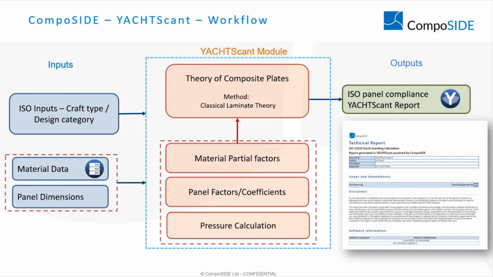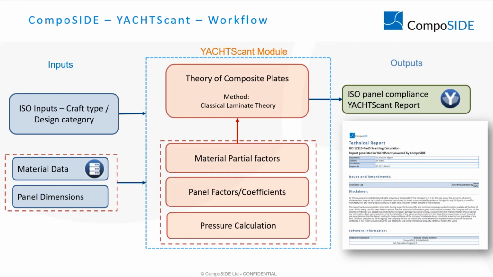Then the analysis is performed in the YACHTScant module, which has been updated to include ISO 2019. Factors and coefficients as per ISO requirements are derived. ISO design pressures are derived. Panel applied design bending moment and shear force are then calculated, and classical laminate theory is used to check each ply reserve factor and the overall panel reserve factor. This being done, an ISO panel compliance report can be prepared upon request and downloaded.